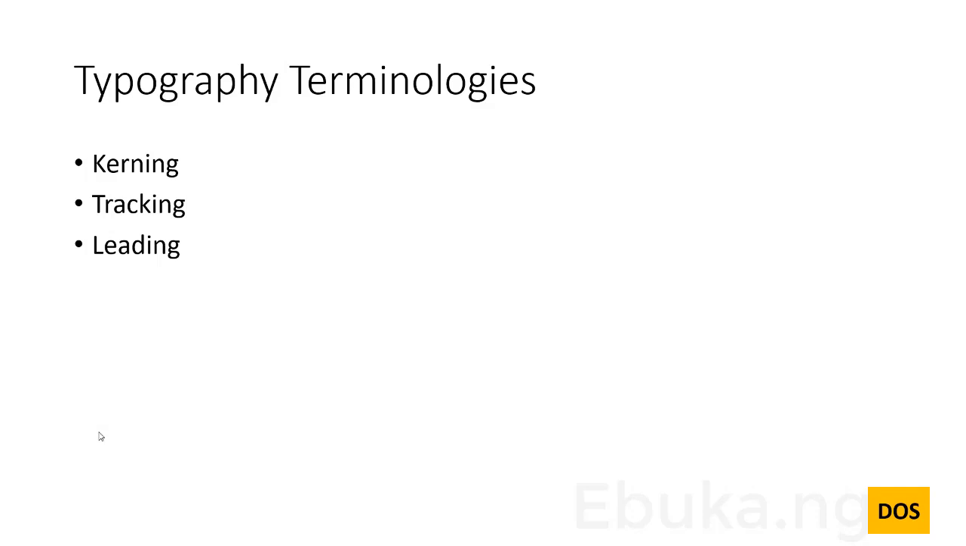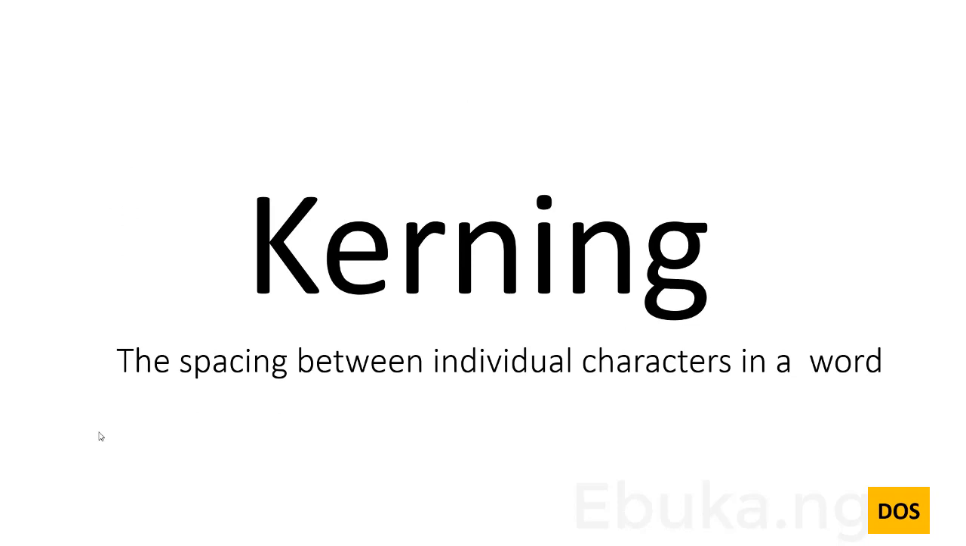Okay, good. Now, typography terminologies. Now we're going to look at three terminologies: kerning, tracking, and leading. These three terminologies are very important in design. So what is kerning? Kerning is basically the spacing between individual characters in a word. So kerning has to do with a word, right? Don't get this wrong, don't miss it. Kerning has to do with the spacing between the individual characters in a word.